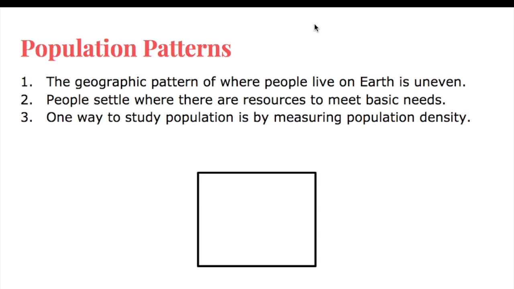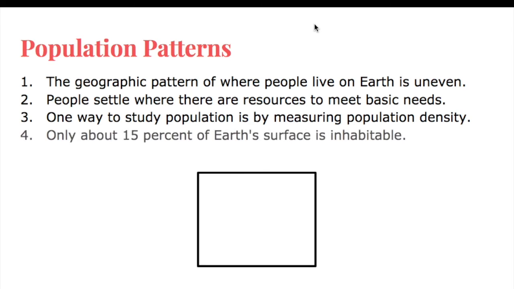One way to study population is by measuring population density. Now, population density, as you read through that paragraph at the bottom of page 76, is all about how many people live within a square mile. That's a measurement of the density, the number of people that are living in a particular area. The more people that live in a specific area, the higher the population density. That would be called an urban area. If there's a low population density, people are spread out, that's going to be called a rural area.